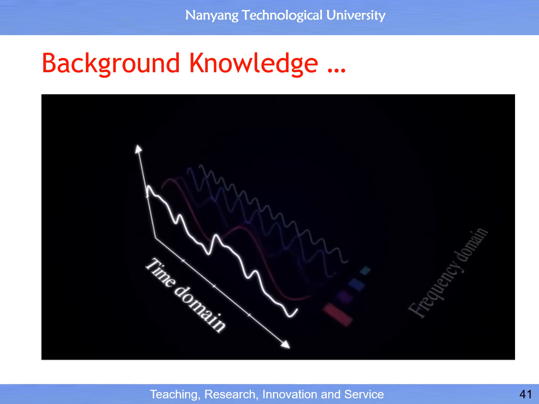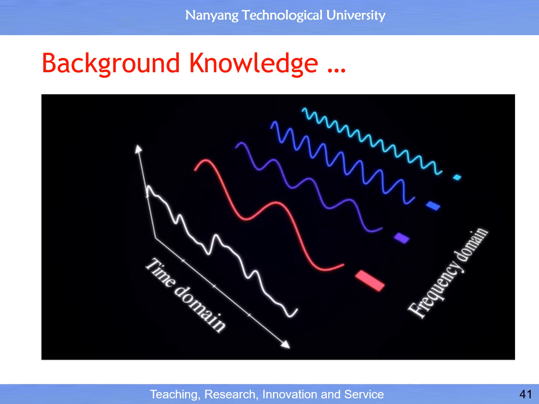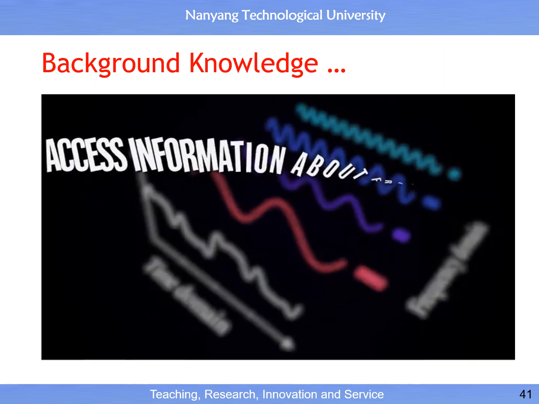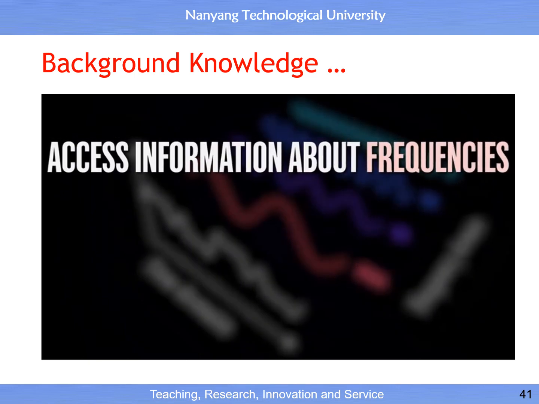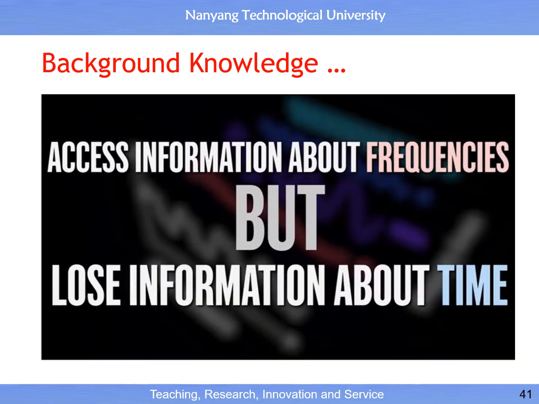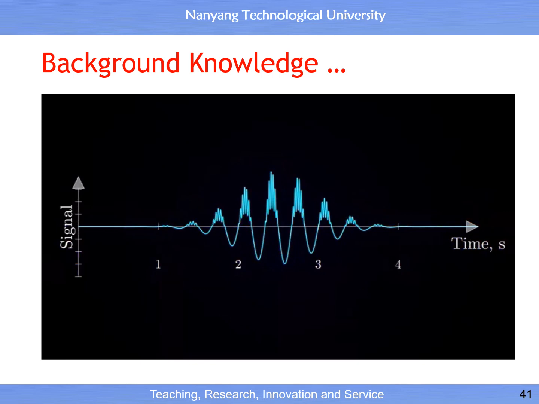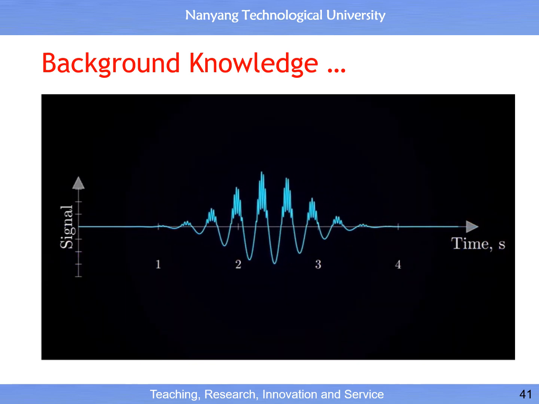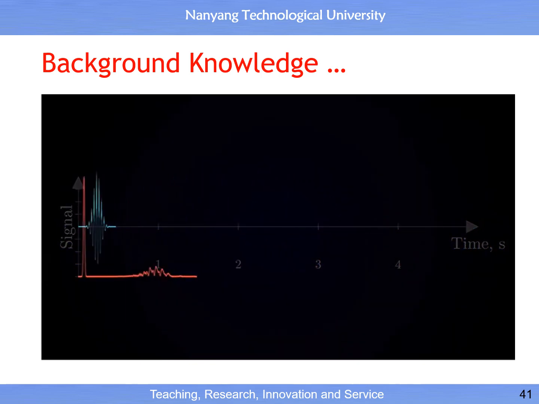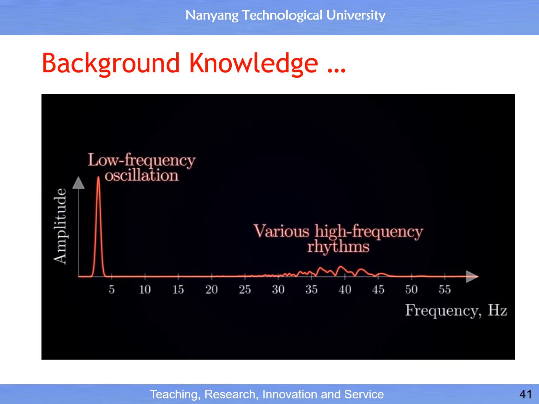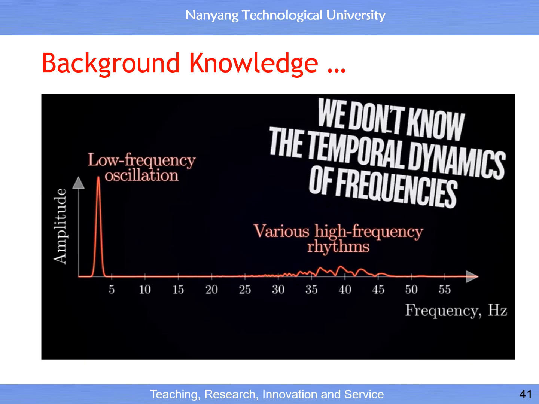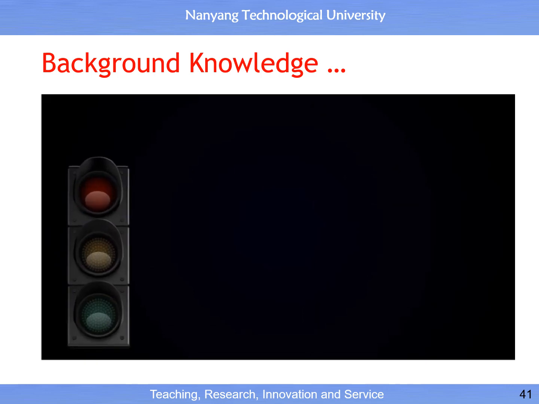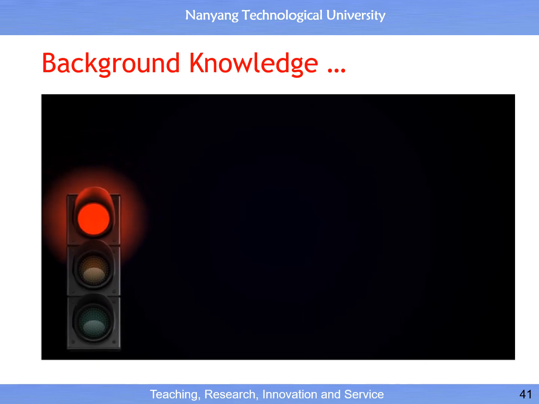The major limitation of Fourier transform is that although we access the knowledge about frequencies present in the signal, we lose all information about time. Fourier transform essentially squishes the signal in time to find the frequency components. The Fourier transform is a function only of frequency, but we don't know when certain frequencies begin and when they end. For example, think of the signal emitted by a traffic light.